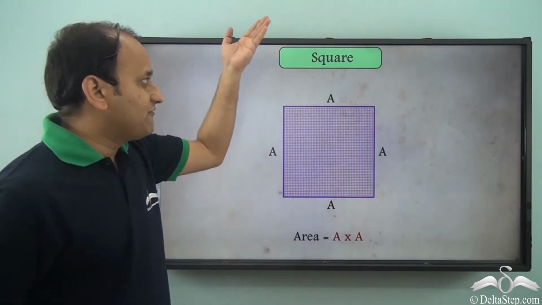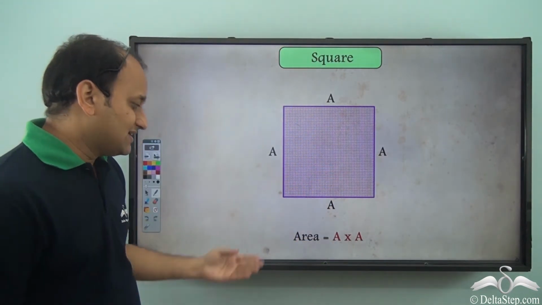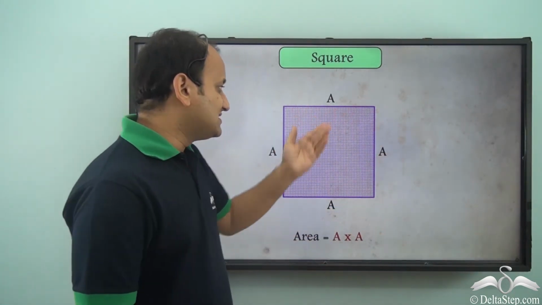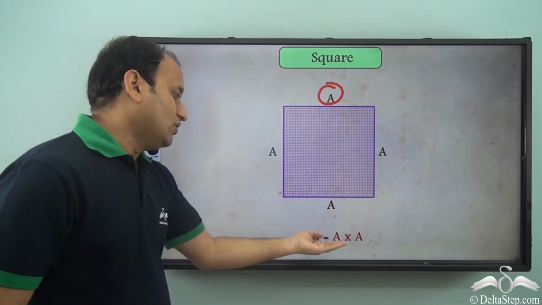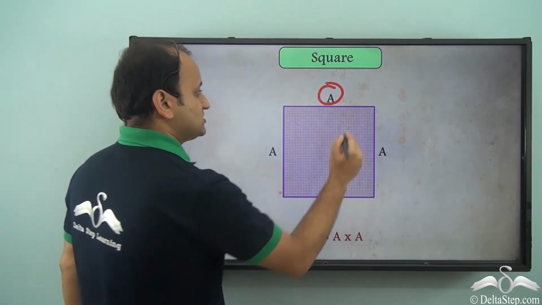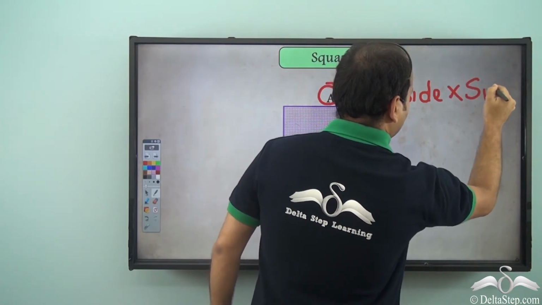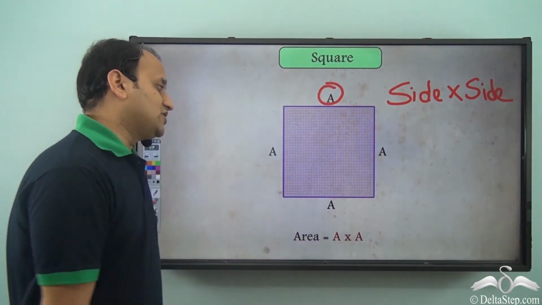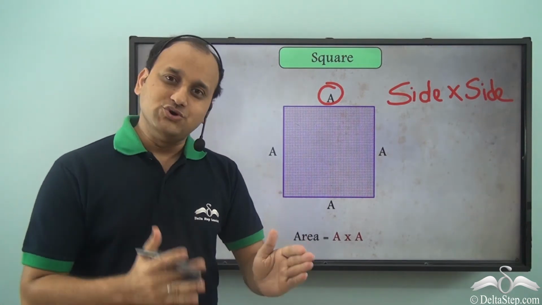So whenever you have a square, then the formula for its area is A into A, that is side into side. In this case, the side is A, so we write A into A. So you can write side into side. So whenever you need to calculate area of any square, it will be side into side.